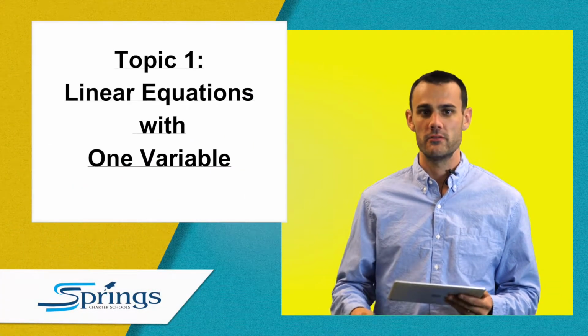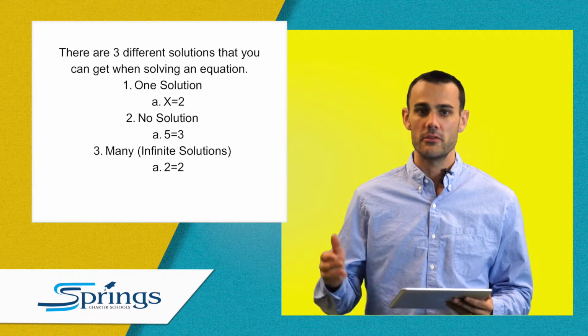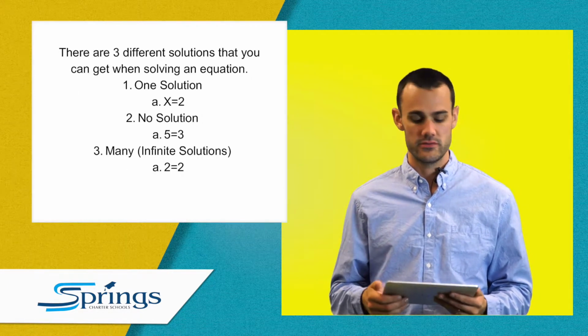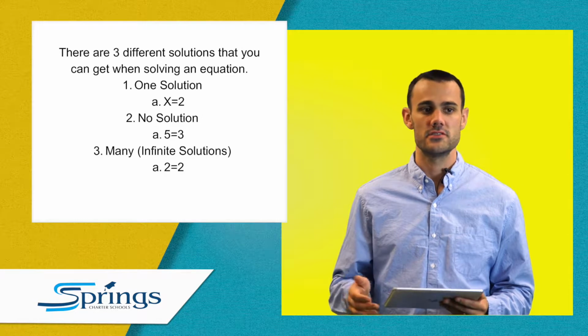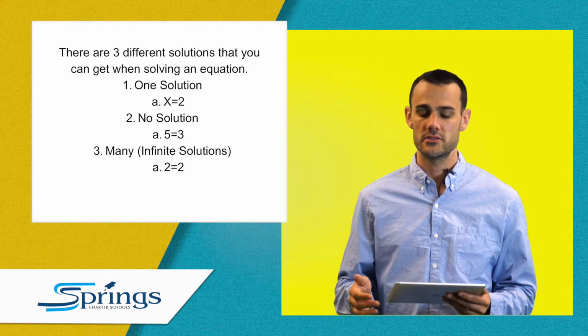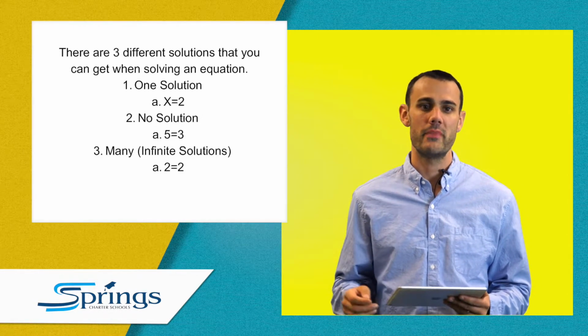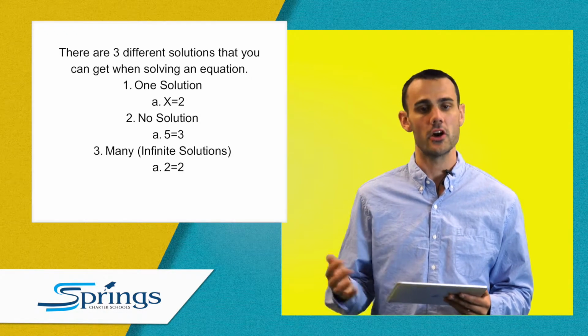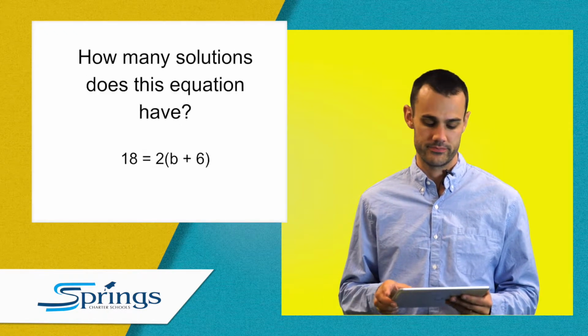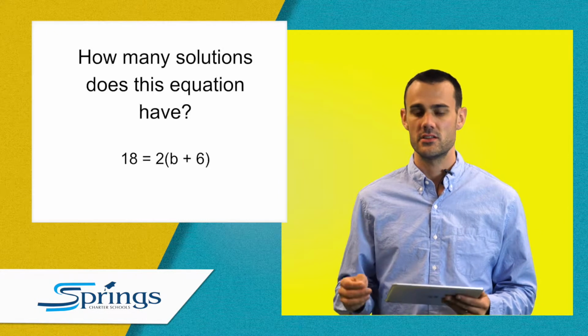The first topic we talked about in this chapter was linear equations with one variable. What you should know first about linear equations as a review is that there are three different types of solutions that you can have. There's one solution, no solution, and what we call many or infinite solutions. We're going to go into that a little more deeply in a moment. So how many solutions does this equation have?